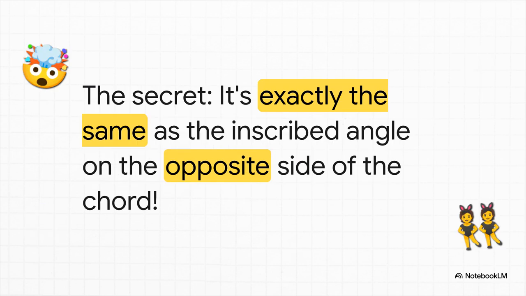And here's the big reveal. That little angle where the tangent and chord meet is a perfect exact copy of the inscribed angle way over on the opposite side of that chord. I mean, how wild is that? They're identical. It's this surprising link between an angle on the edge and an angle all the way across the circle. So why on earth does that work?